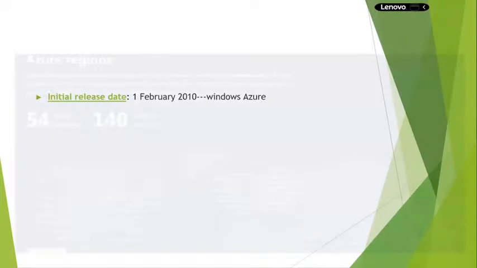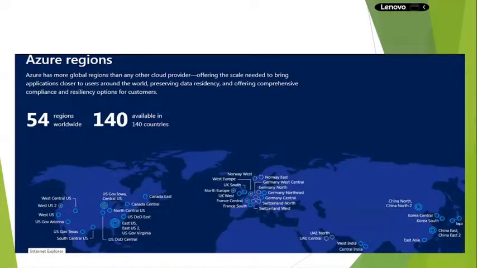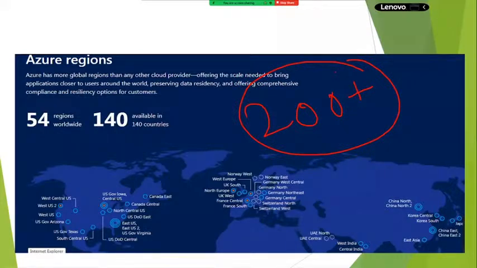Microsoft has around 200 plus data centers around the world. No other cloud has this many data centers. Okay, this is the biggest and first organization which has installed this many data centers. Next, see, directly they have mentioned that Azure has more global regions than any other cloud provider. Here, other cloud provider, I can say, means AWS.